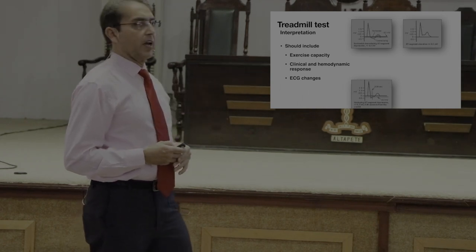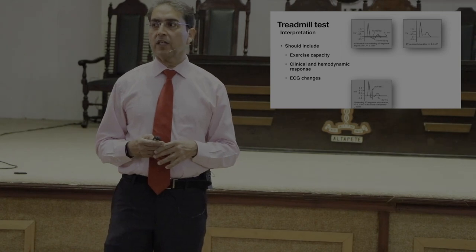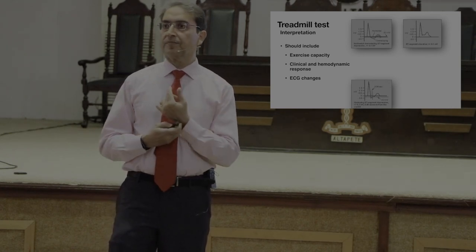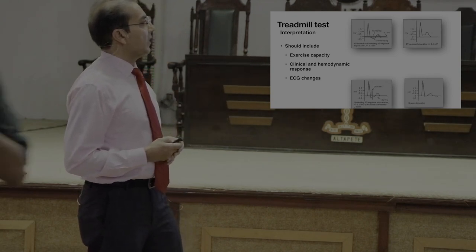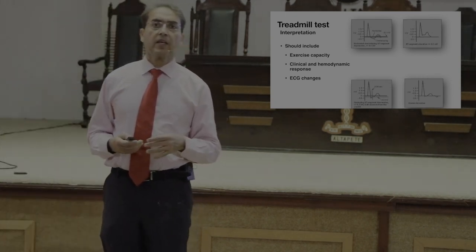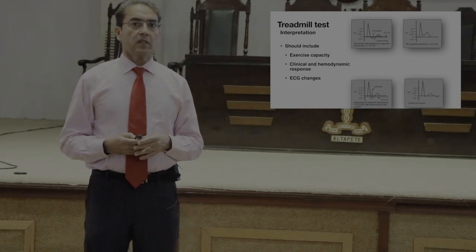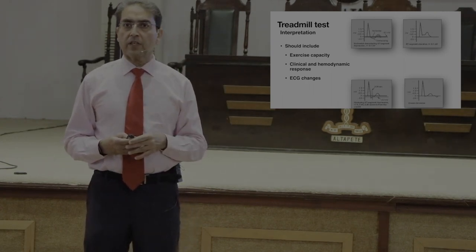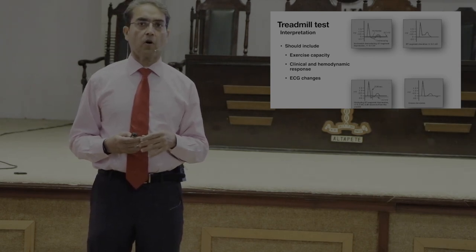And then the appearance of an inverted U wave. This is significant. If the U wave is inverted, this is significant. So this is about the treadmill test, and we stop here. Tomorrow we will discuss arrhythmias, the tachyarrhythmias and bradyarrhythmias, and the day after tomorrow we are going to discuss the heart blocks.